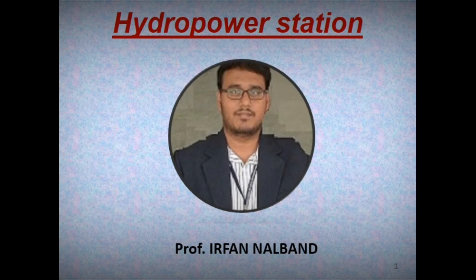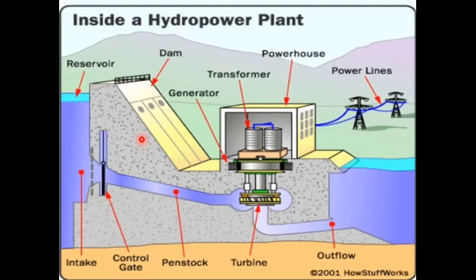Hydropower stations are also called hydroelectric power plants, or HYDEL. HYD stands for hydropower and EL stands for electrical, together called hydroelectric power plants. As shown in the figure over here, this is a setup for a hydroelectric power plant.